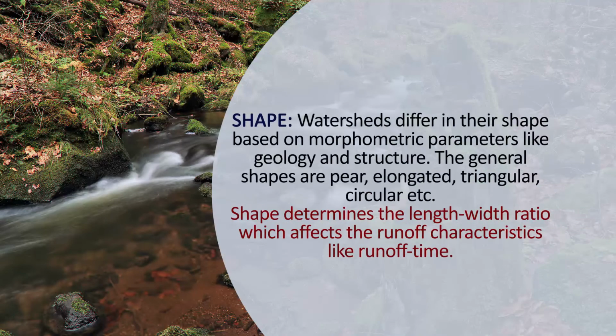Then next is shape. Watersheds differ in their shape based on the morphometric parameters like geology and structure, and most of the general shapes are pear, elongated, triangular, circular, etc. The shape of the watershed determines the length-width ratio, which affects the runoff characteristics like runoff time.